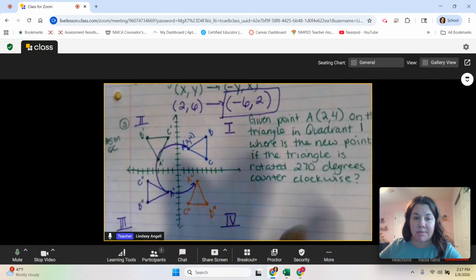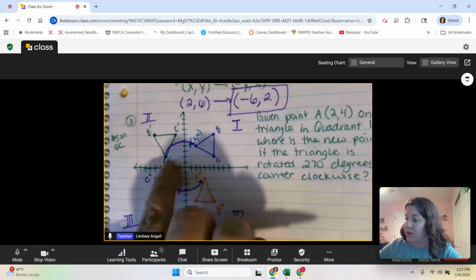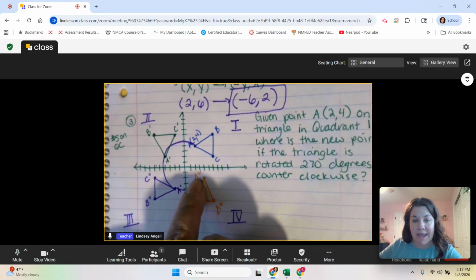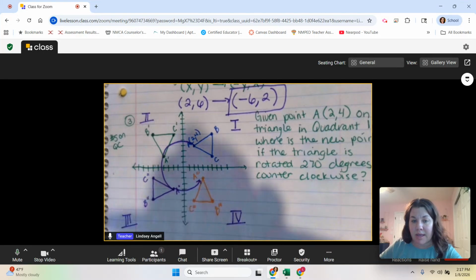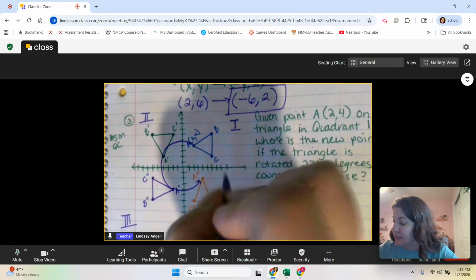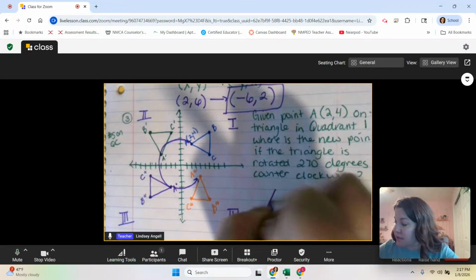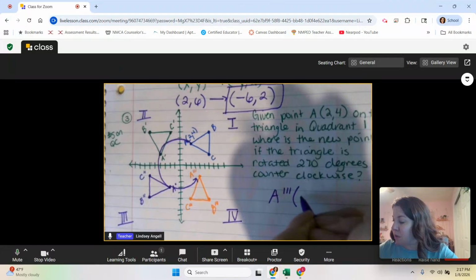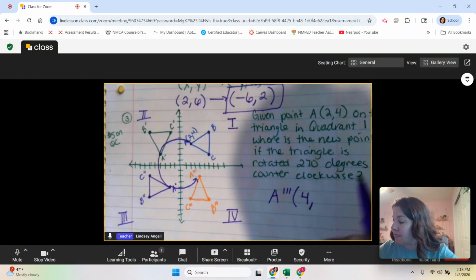Okay? So it's at the point, and I didn't talk about this either. Remember how we talked about A prime? Well, here's A prime, but then they rotated it again. There's A double prime, and here's A triple prime. So what we need to know is, well, what is the value of that? Okay? And in this particular case, that is A triple prime, and that's the point 4, -2.